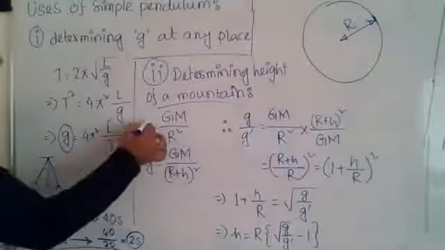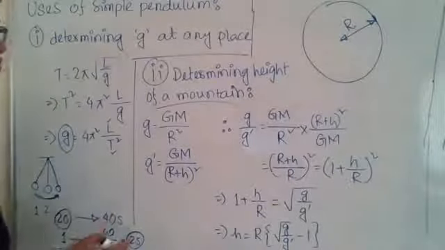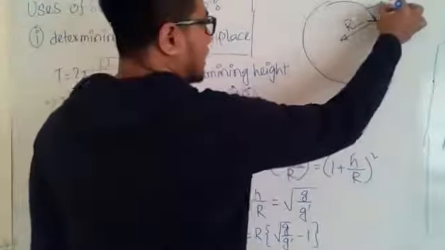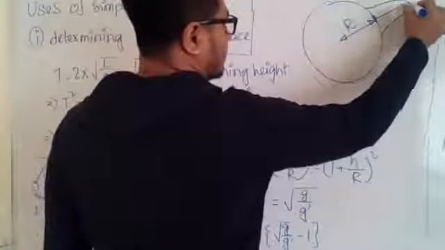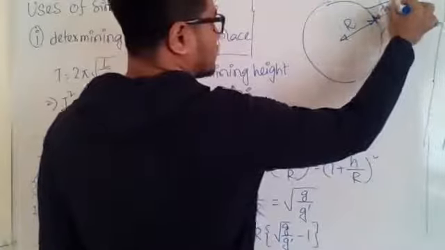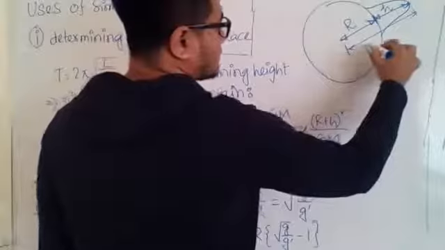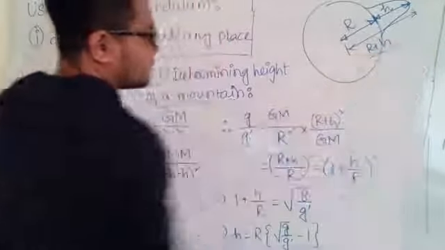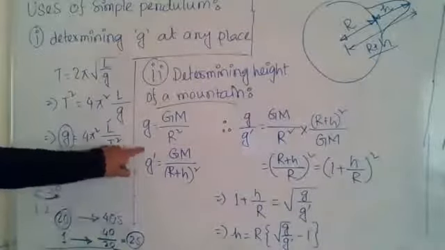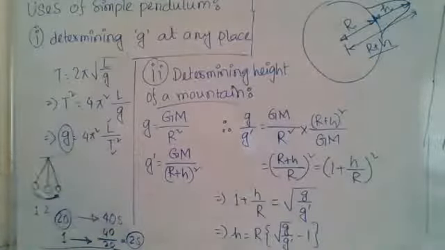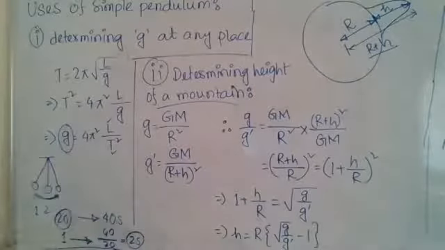This is for our normal case when we are standing on the ground. But what if we climb a mountain? Let us say I am on a mountain here, and the height of the mountain is h. So what is the distance from the center now? The distance from the center is r plus h. So this r will become r plus h whole square, and the new value of g, let us call it g prime. So g prime is equal to GM by r plus h whole square.